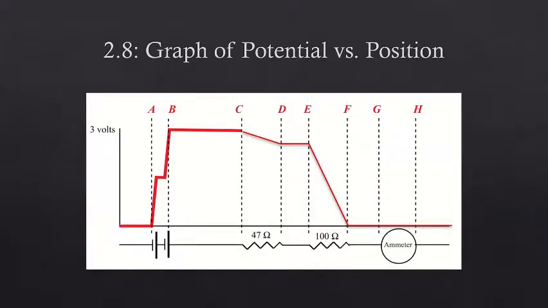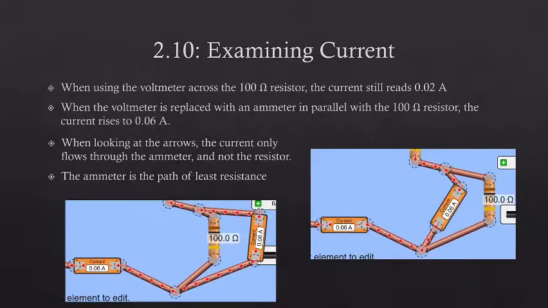The graph of these voltage drops: across each battery, the voltage rises, and then when you hit each resistor, it drops again, with a lower slope for the lower valued resistor than the higher valued resistor.